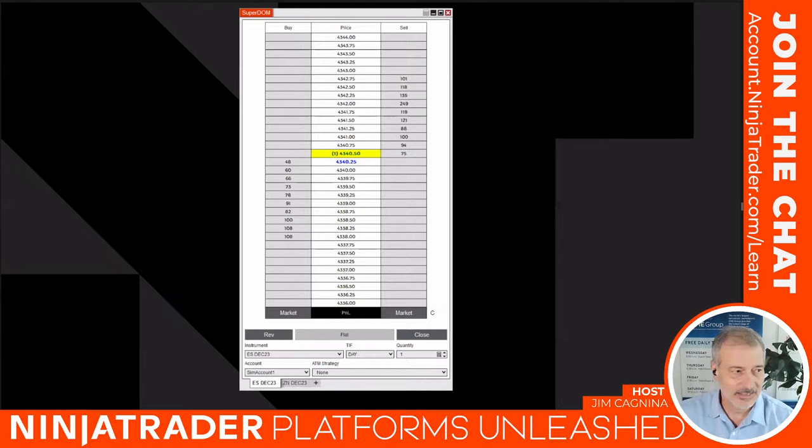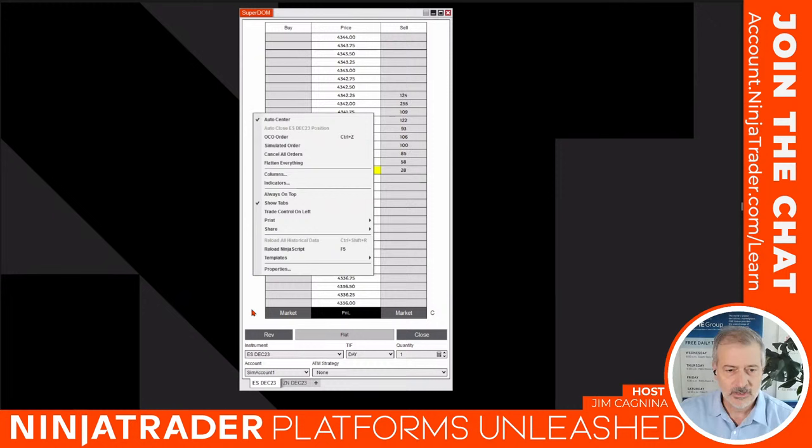All right, let's go through some properties. Now, let's customize this a little bit. Let's make this cooler than it is, if that's possible. I'm going to right-click in this white menu here. You can right-click in NinjaTrader, and it's very intuitive. Menus and submenus appear. I right-clicked, and I have this submenu. I'm going to go all the way to the bottom. I'm going to look at properties.